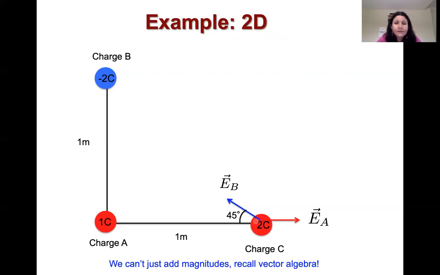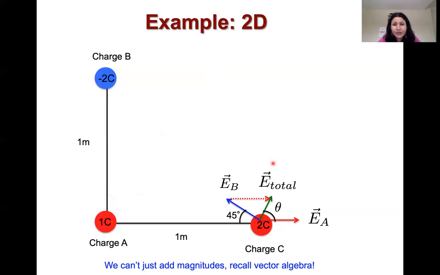Now we have a negative charge over here, and it's no longer in a straight line, so that's where we get the 2D vector algebra here, and that's going to point towards that charge because it's negative, so it's pointing that way. And this is 45 degrees because these two distances are the same. We have 1 meter here, 1 meter here, so it makes this triangle, so this is going to be 45 degrees. This is a right angle here.